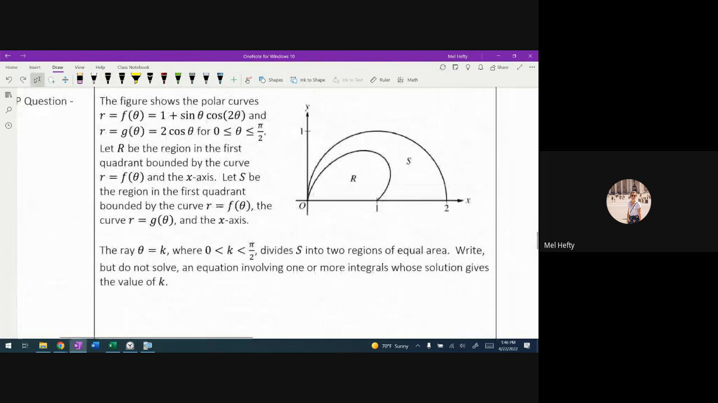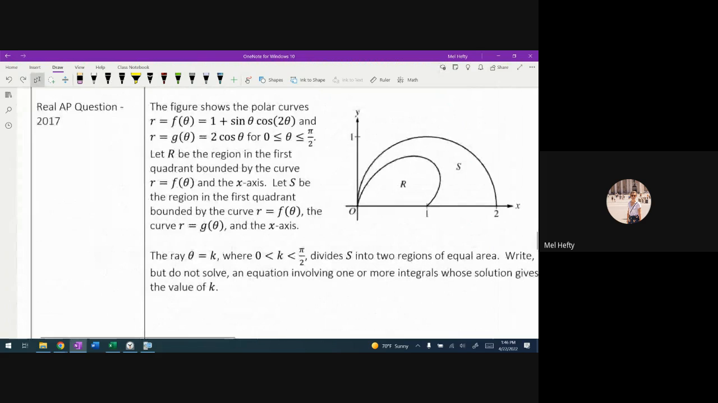Looks crazy, doesn't it? Okay. This is a real AP question from 2017, and this is pretty far down in the free response. So you can kind of tell it's an AP question because of the amount of words. It's a little scary. So let's look at this question. I believe it was a non-calc. Oh, maybe not. I can't remember. But actually not too scary.